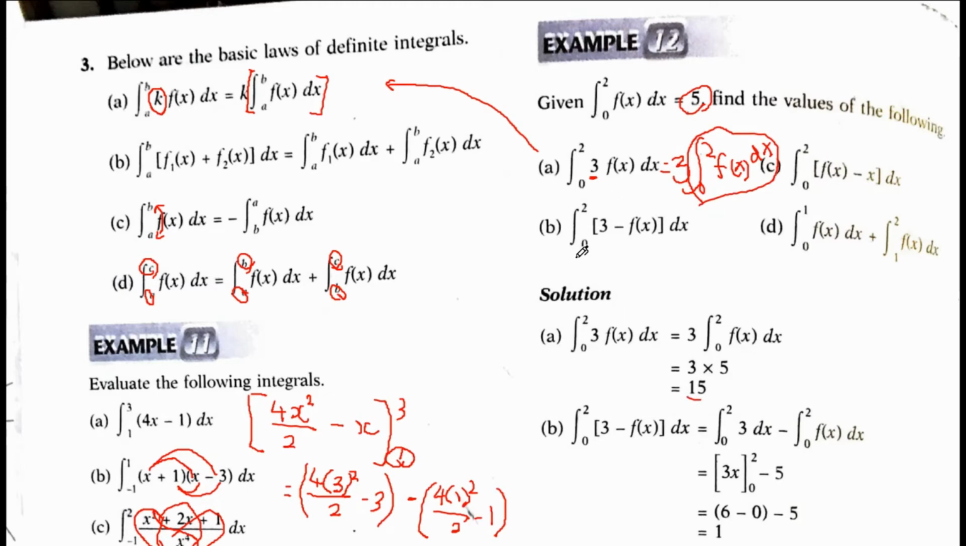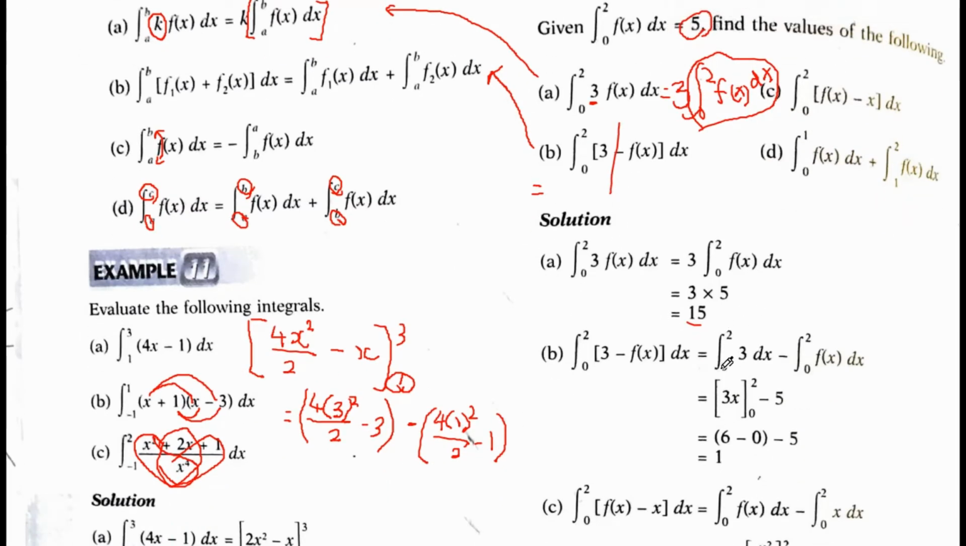B. Integrate 0 to 2 3 minus f(x) dx. So this is the second rule here. When you have two functions, we can separate it. So it becomes integrate from 0 to 2 3 dx minus integrate 0 to 2 f(x) dx. This one we integrate ourselves. Integrate 3, so you have 3x from 0 to 2. Substitute the upper limit to x here, so you have 6 minus 0. And then for this one, integrate 0 to 2 f(x) dx. This is given. This is 5, so minus 5. Then you will have the answer 1.